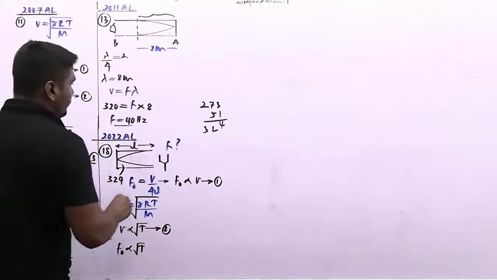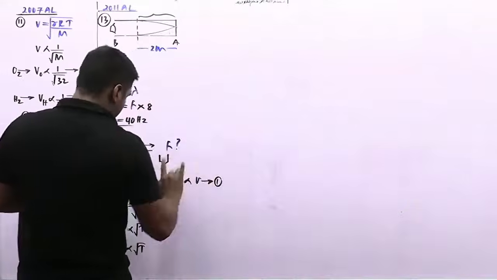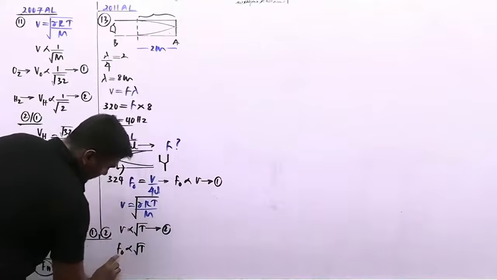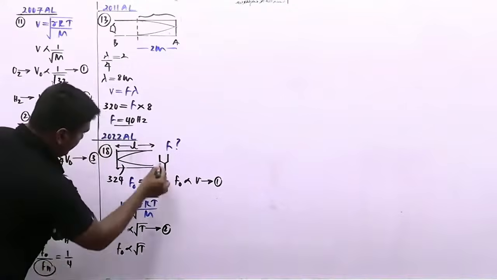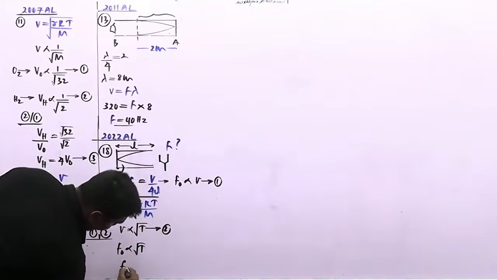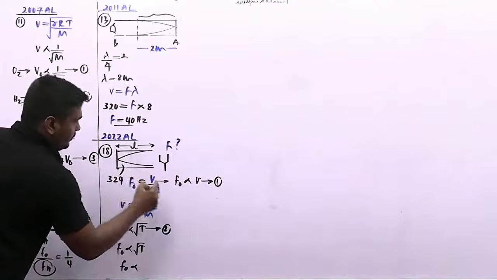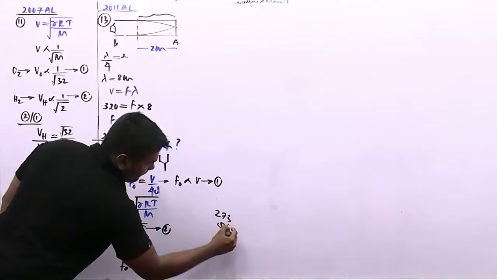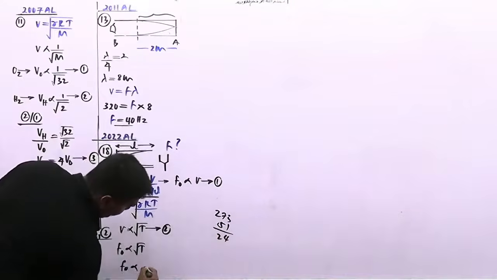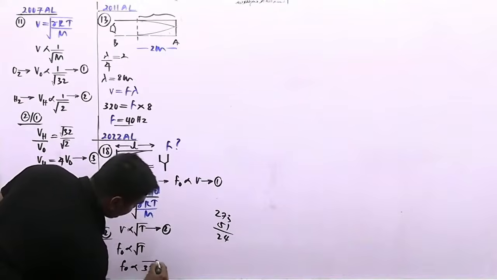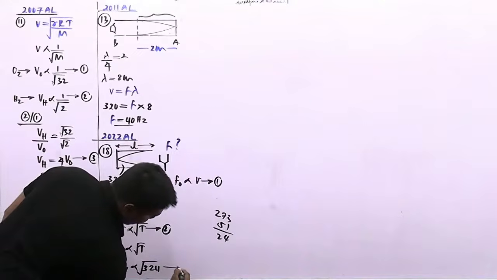In the first scenario, what is the fundamental frequency? F naught is proportional to the root of the temperature. 51 degrees Celsius means 273 plus 51, which is 324. So F naught is proportional to root 324. Proportionality A, simply.